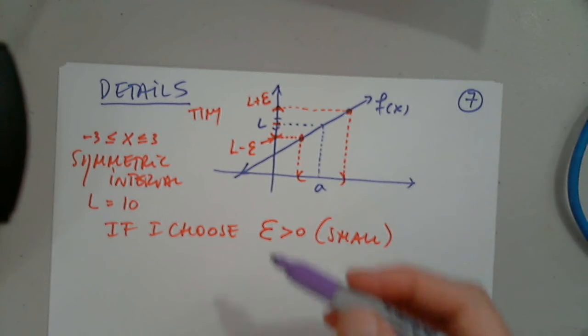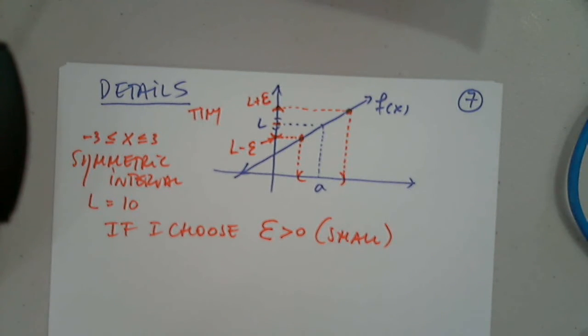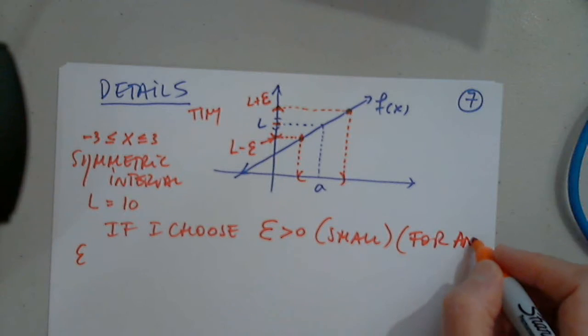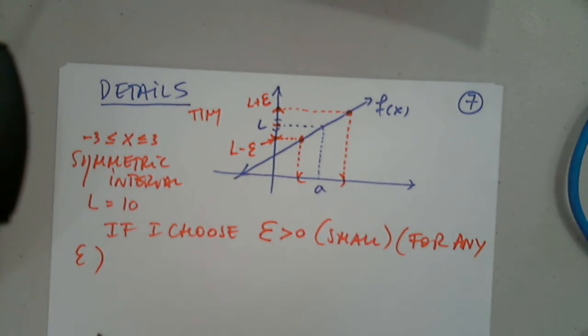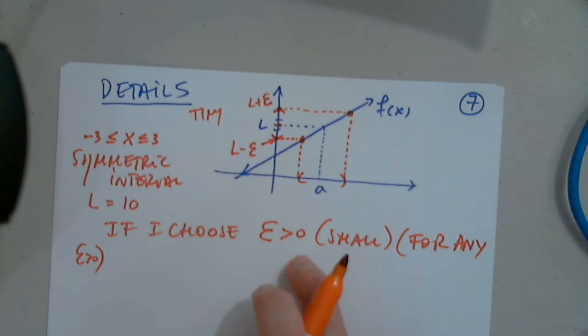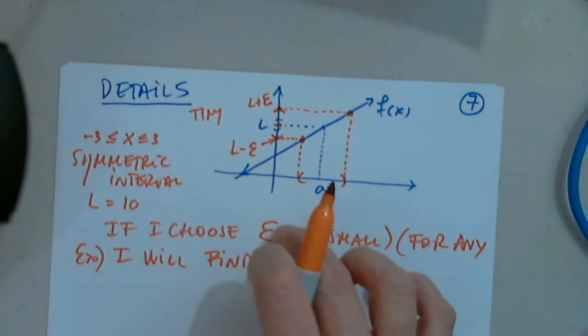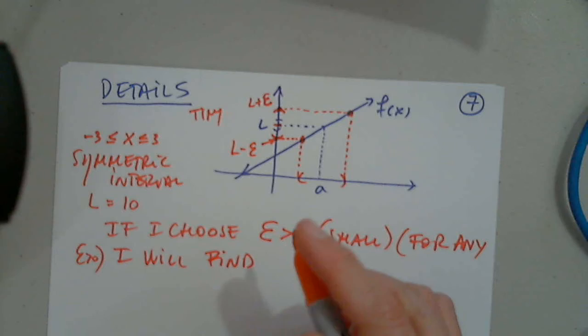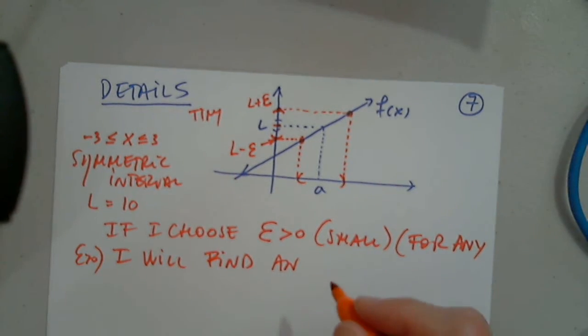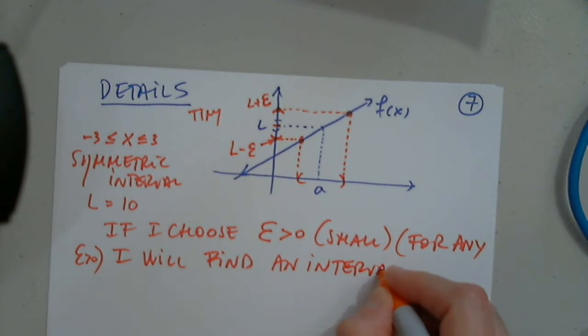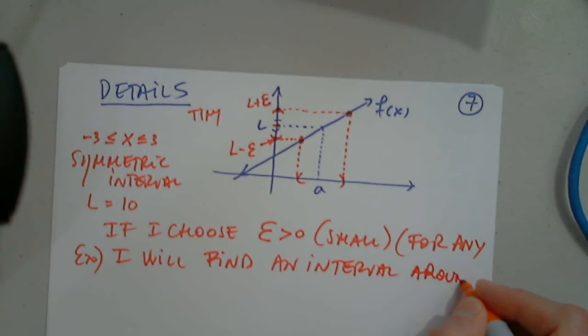I can choose a smaller one, I can just choose a bigger one, but for every epsilon, if I choose epsilon, small, and I'll put in parentheses, for any epsilon positive, I will be able to find that epsilon will create an interval, not just an interval, I'm not going to write the interval yet, so far, interval around A.